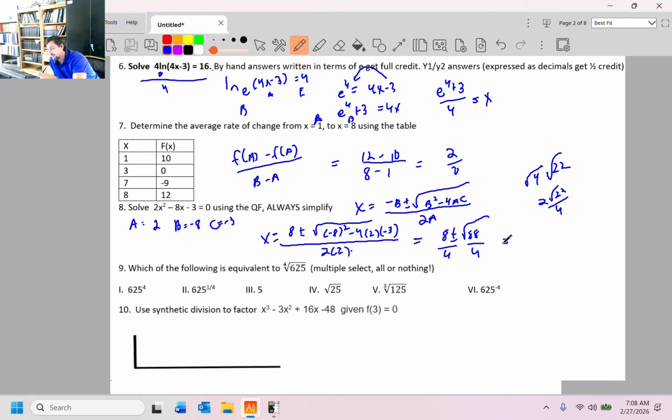Now 8 over 4 is 2. 2 over 4 is a half, right? So the answer is root 22 over 2.